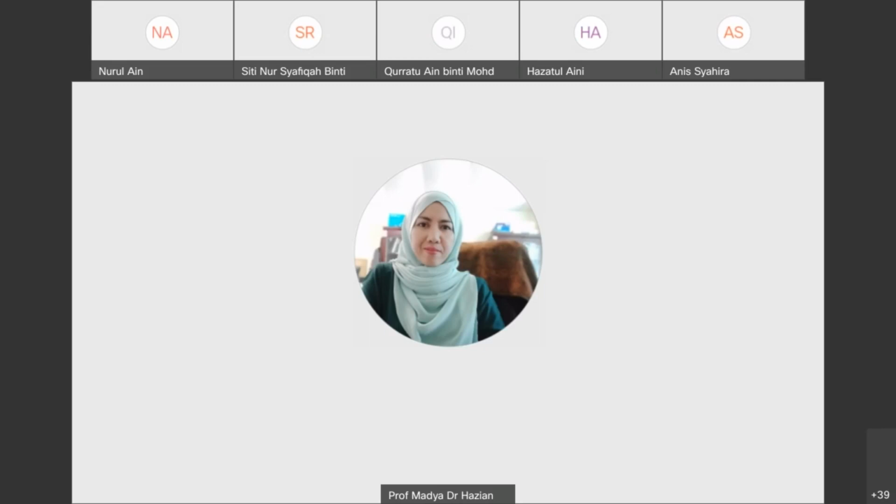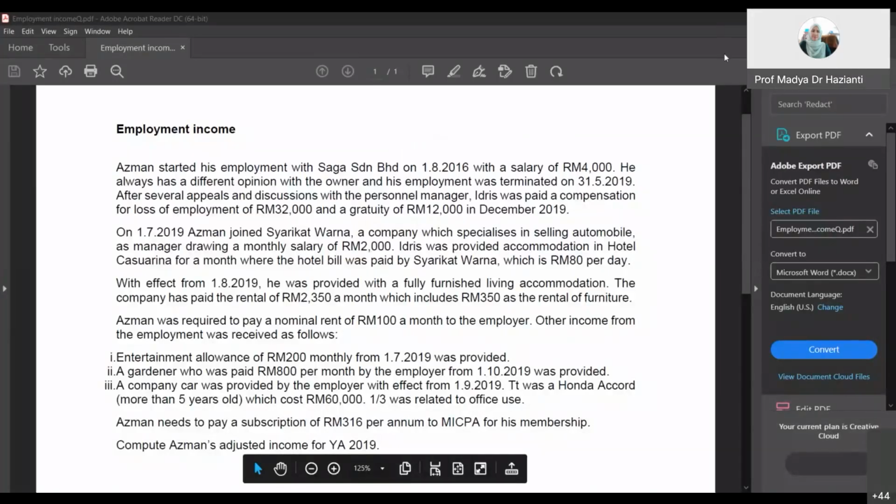Right, so let's look at the question dulu. So this is a combination, sebab yang ni what we have here is that this Azman started his employment with Saga Sdn Berhad on August 2016 with a salary of 4,000. He always has a different opinion with the owner, his employment was terminated on 31st May 2019. After several appeals and discussion with the personnel manager, Azman was paid a compensation for loss of employment of 32,000 and gratuity of 12,000 in December 2019.